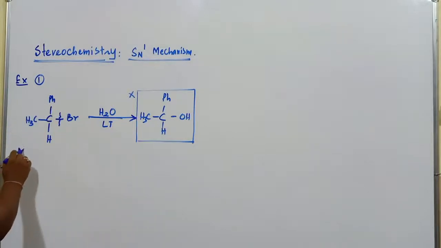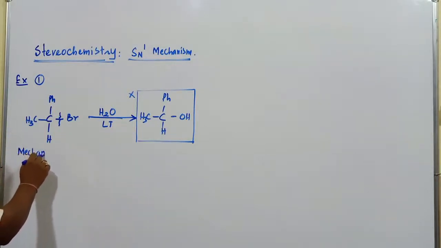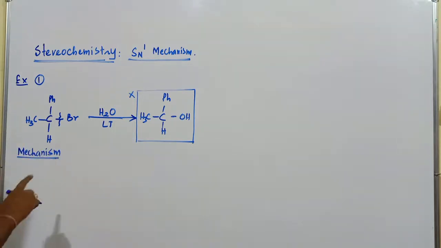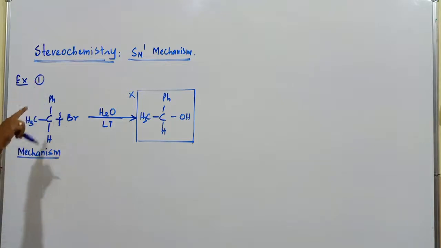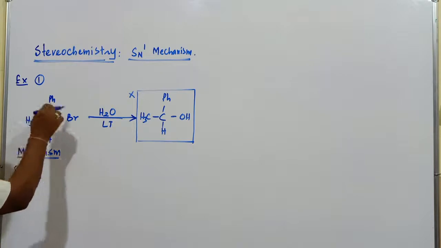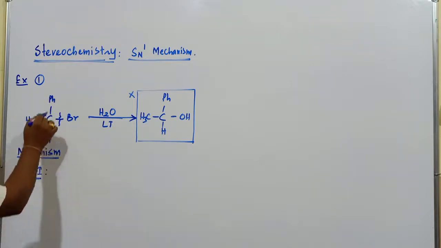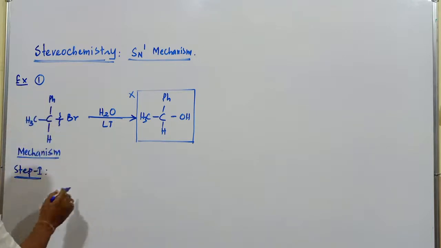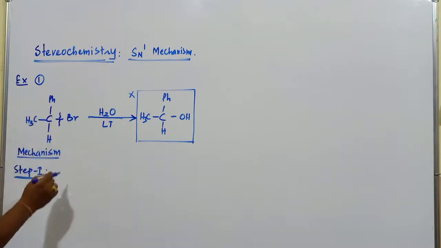Then what is the mechanism related to the hydrolysis of the given molecule? As we discussed yesterday in detail, the SN1 mechanism consists of two steps. First, ionization of the alkyl halide takes place, and second, attack of the nucleophile takes place. Even though there is a phenyl group, we can consider this as an aryl halide; it makes no difference. In the first step, ionization of the molecule takes place.